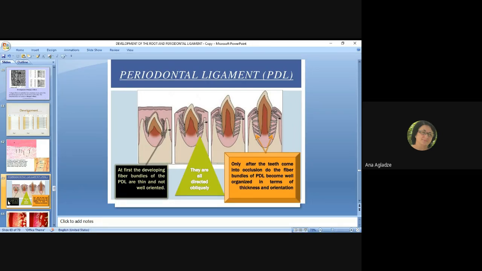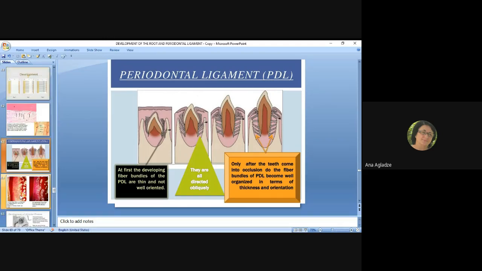You know that collagen fibrils are arranged in the periodontal ligament, and there are fiber groups such as alveolar crest group fiber bundles, horizontal group fiber bundles, oblique group fiber bundles, and apical group fiber bundles. Also, in multi-rooted teeth, you can find interradicular group fiber bundles.